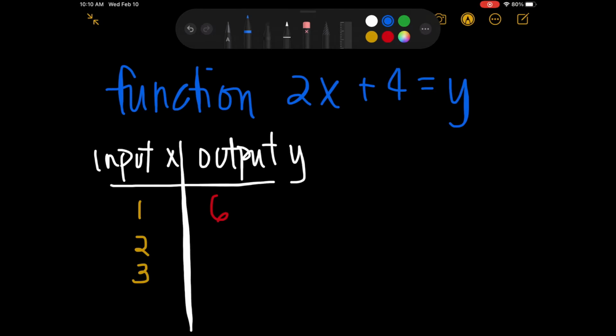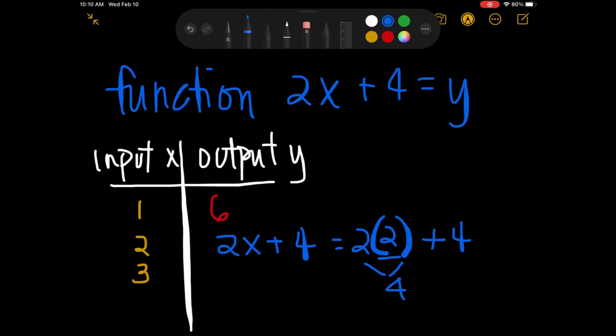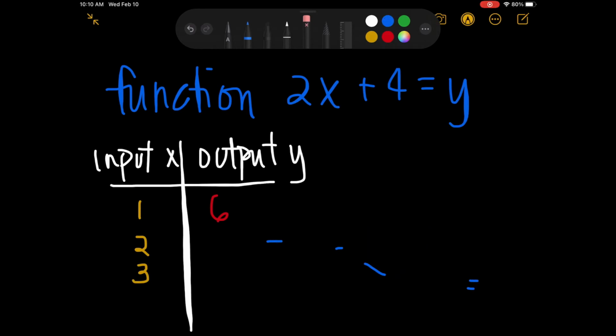For our next example, let's see what happens when we input 2 for the x's place. We end up with 2 times 2, which goes where the x is, plus 4. 2 times 2 is 4, so we get 4 plus 4, which is 8. That means that when we input 2 in the x's place, we end up with a y value of 8, and that is our output.